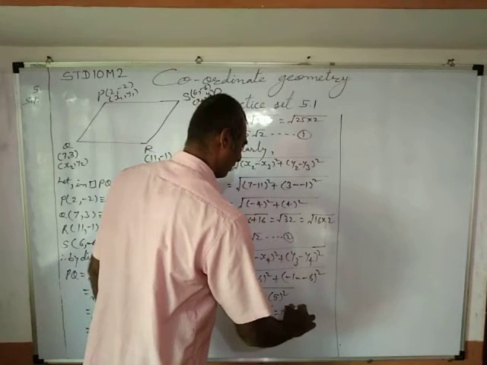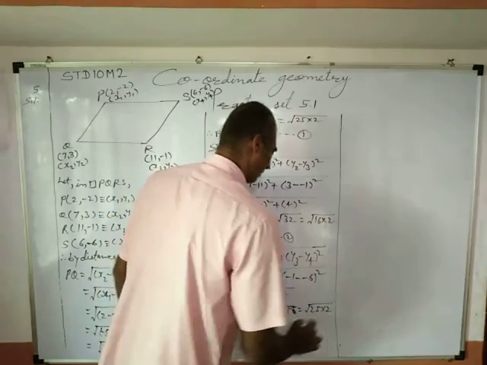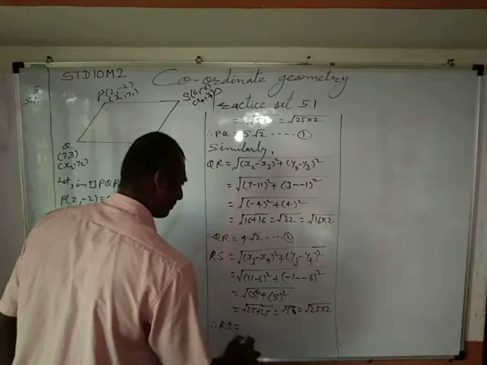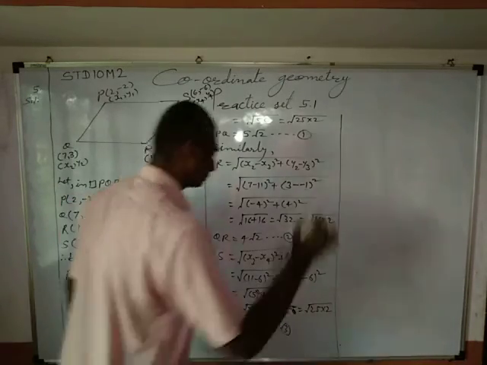Okay, and root of 50 means root of 25 into 2, and therefore RS equals 5 root 2, equation third.